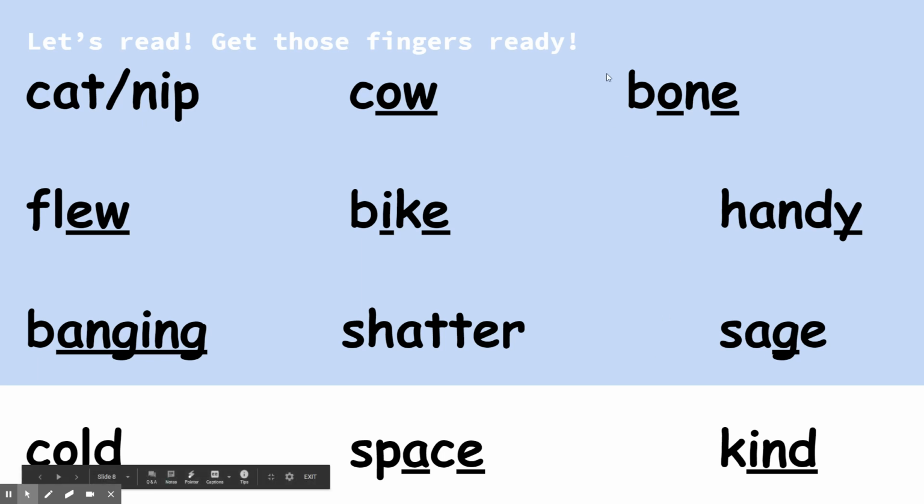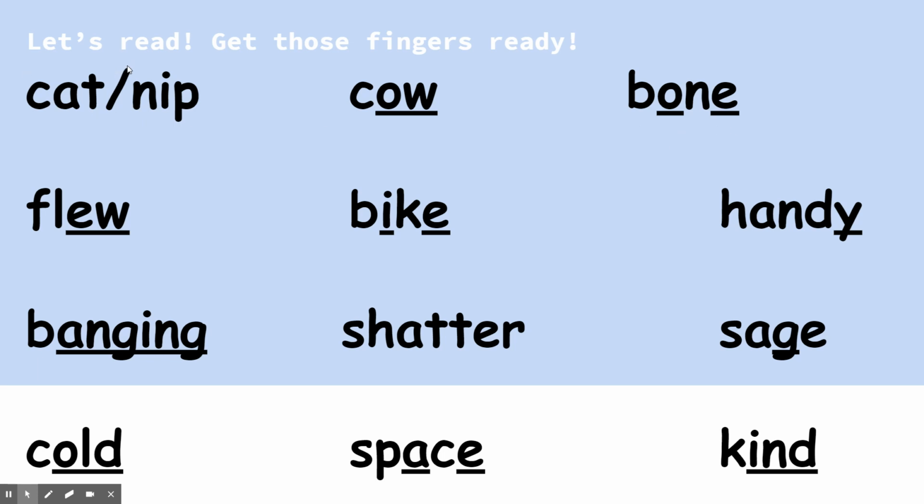Here are some review words. Let's go through and finger spell the top row, one right after another. Remember, to become a better reader, you should be finger spelling with me. Here we go. Cat, nip, catnip. Cow, cow. B-o-n, bone. Now look at catnip.